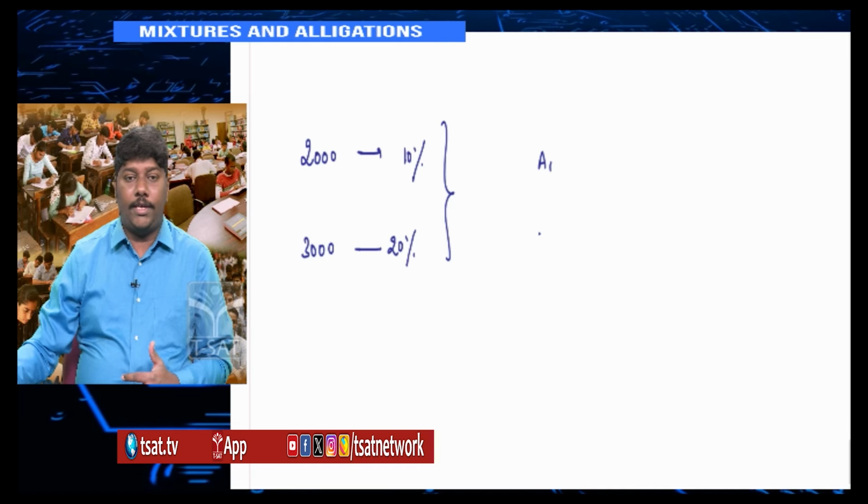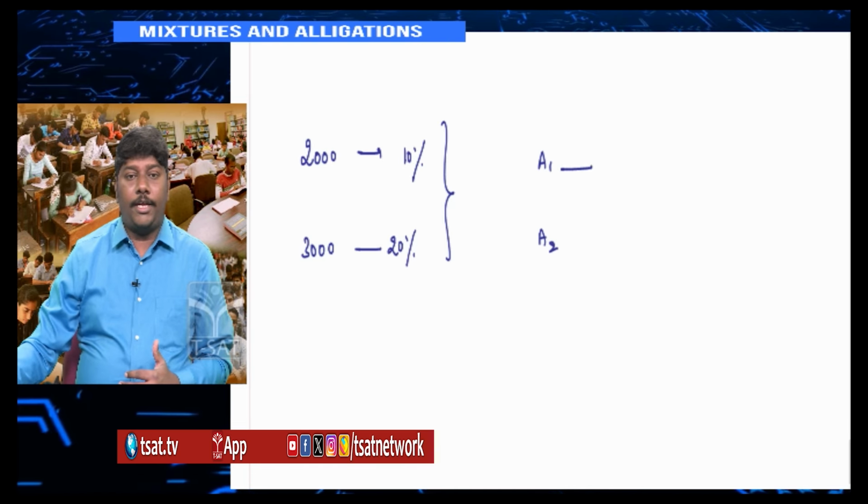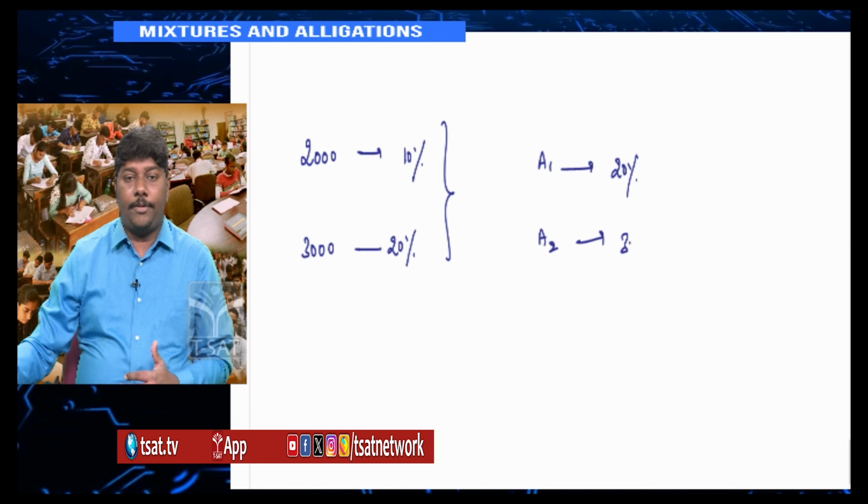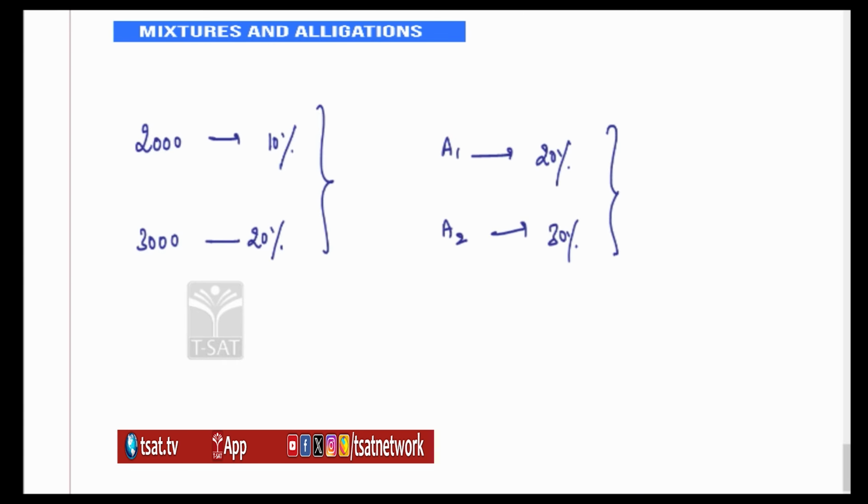Say you are buying two articles, A1 and A2. Upon article 1 you are getting 20% profit. Upon article 2 you are getting 30% profit. What is the overall profit? You should know the prices. For example, it is 2000 and 5000. Upon this you are getting 20%, upon the second one you are getting 30%. What is the overall profit if I ask you? Then again it will be (N1A1 + N2A2) / (N1 + N2).